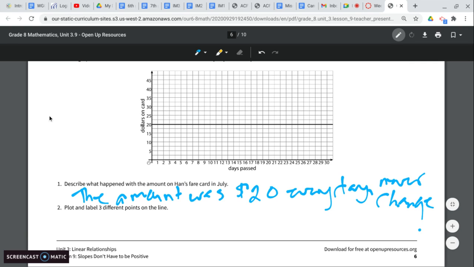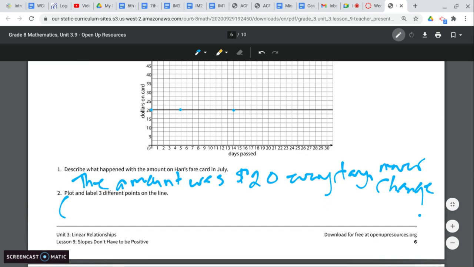So this is what we call a constant. Sometimes there is no change. It's just a constant. If we look at 3 points, here's a point, here's a point, and here's a point, 3 random points on our line. You could pick any point along that line. Our first point is (0, 20). The second point is (5, 20). The third point is (14, 20).